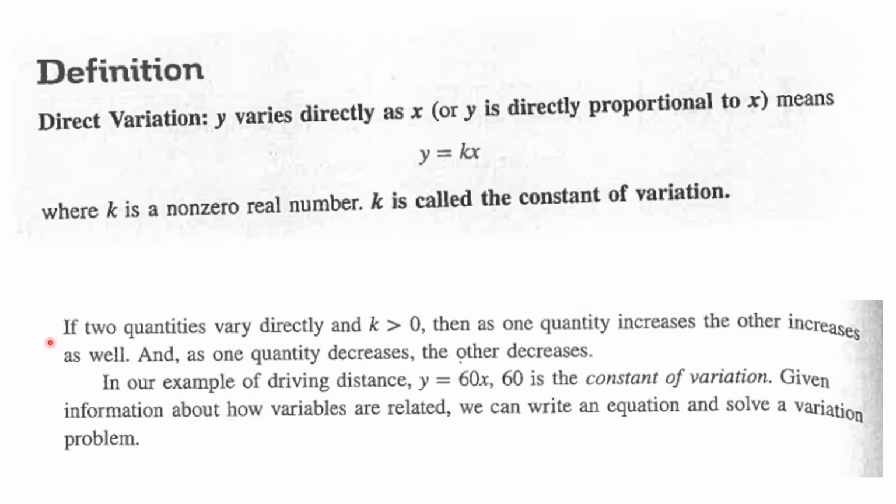If two quantities vary directly and k is bigger than 0, then as one quantity increases, the other increases as well. And as one quantity decreases, the other decreases. In examples we have talked about before of driving distances, y equals 60x, 60 is the constant of variation. Given information on how variables are related, we can write an equation and solve a variation problem.